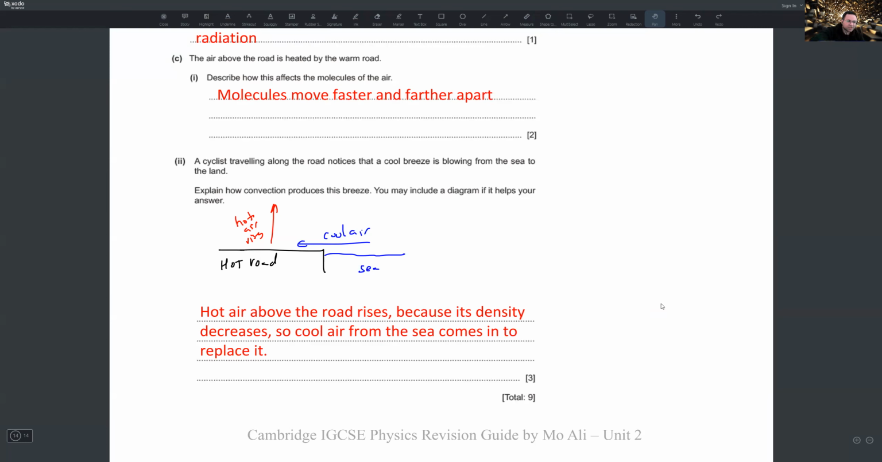You forgot to mention the air rises, but in the diagram you drew the air going up. You get the mark in its place, because you supplemented your answer with a drawing. Because you forgot the words it rises, you still get it. Or maybe you remembered to say that the air above the road is hot, so it becomes less dense and it rises, but you forgot to mention cool air coming from the sea. But you drew it, so you get the mark. These are the only 2 marks that you can replace. Either this one or that one.